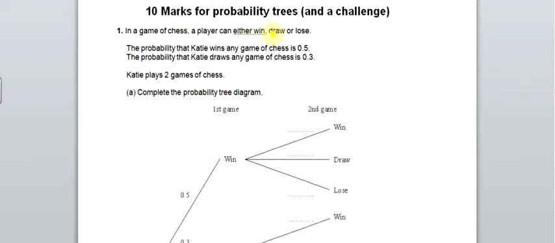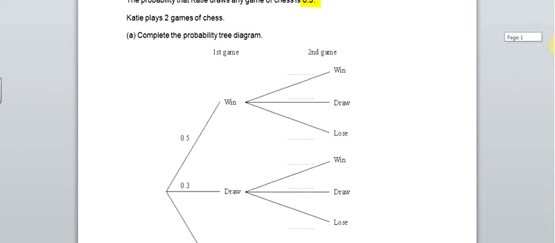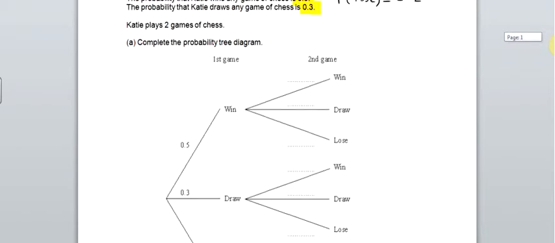It's all about a game of chess, and a player can either win, lose, or draw. Win, draw, lose. And it tells us the probability that this person can win is 0.5, and the probability she draws is 0.3. And of course, the obvious thing is that the probability that she loses is 0.2, and the reason for that is that they have to add up to 1. They have to add up to 1 because they are a full set of outcomes. She either wins, loses, or draws. There's no other outcomes. So, Katie plays 2 games of chess, complete the probability tree diagram.